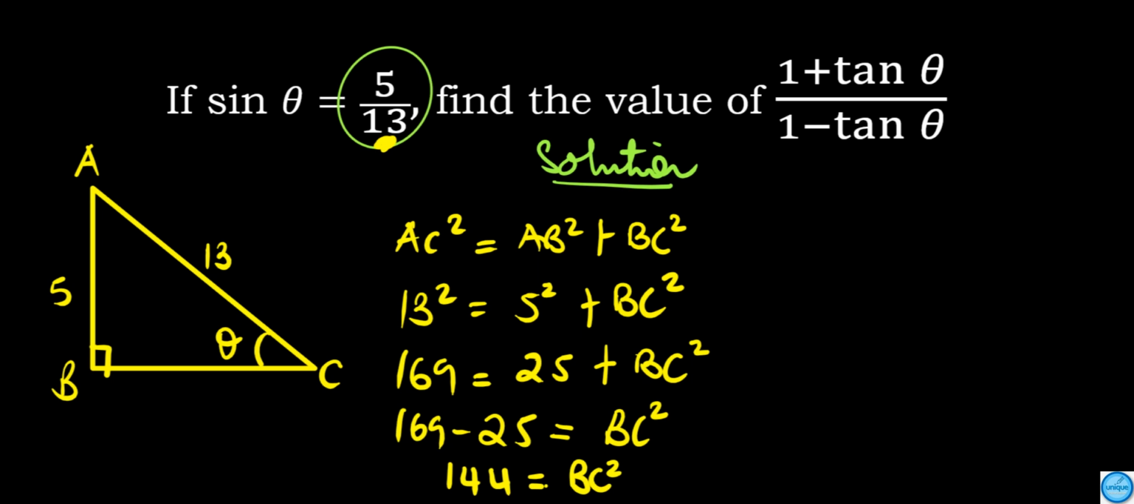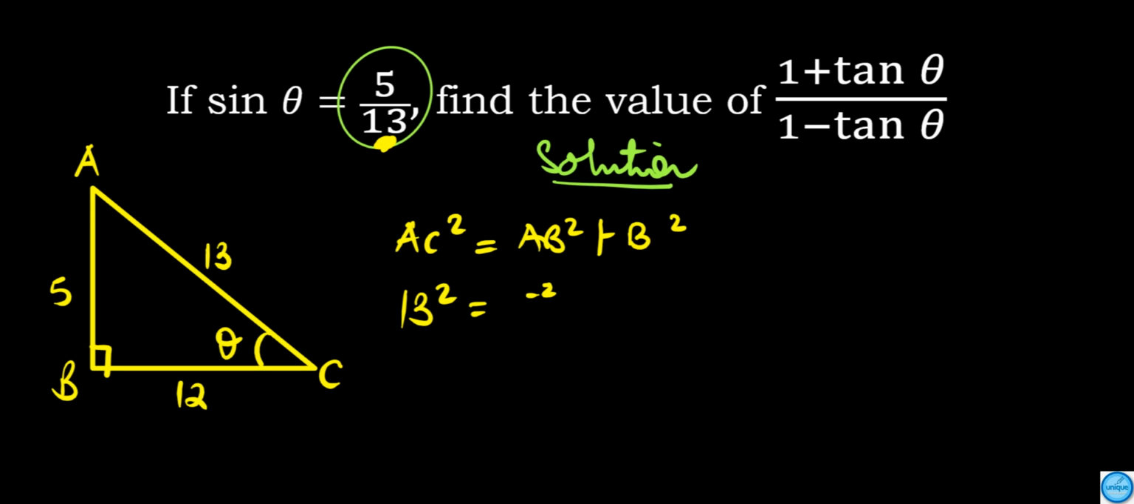So we're going to square root both sides. We're going to square root, we're also going to square root. And the square root here, 144, that's 12. So we can have 12 here as the length of the missing side. Then we are done with this.